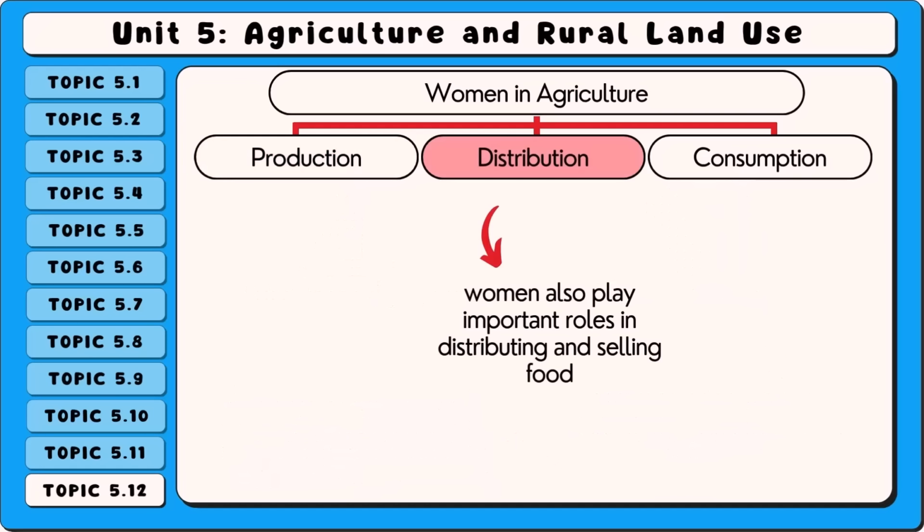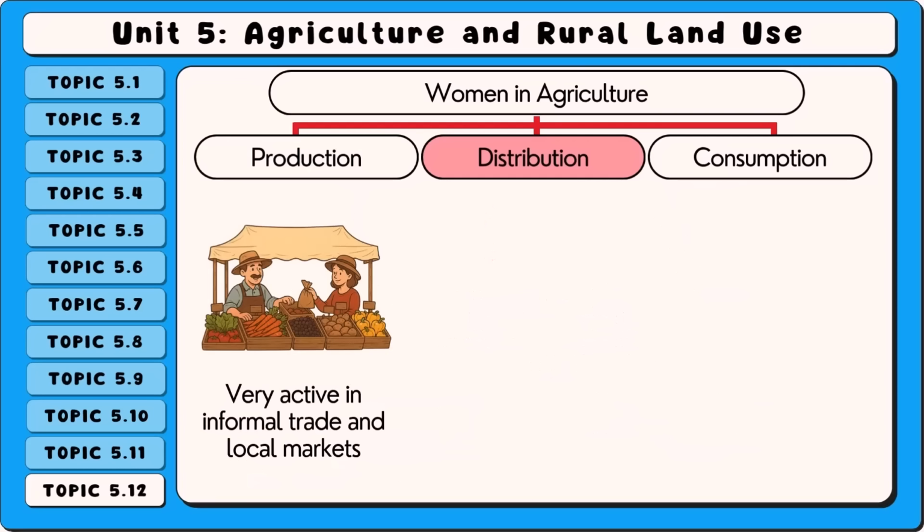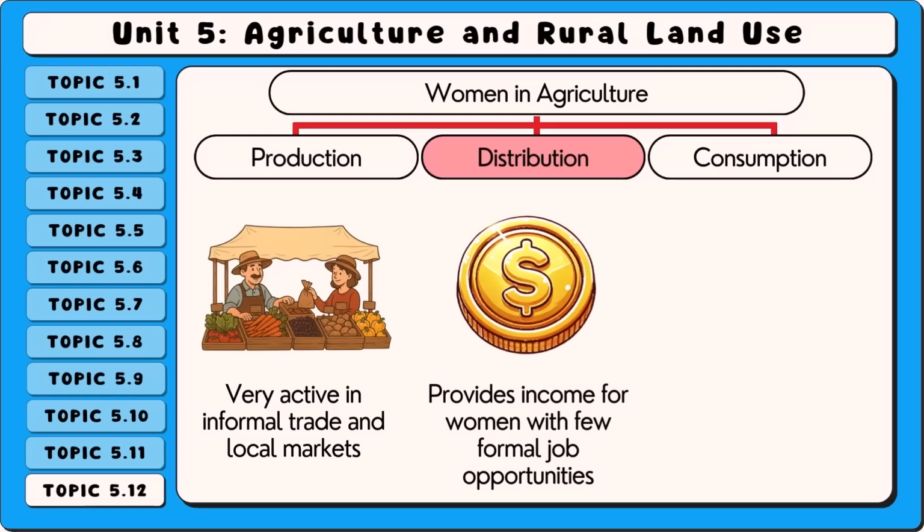Beyond production, women also play important roles in distributing and selling food. Firstly, they are very active in informal trade and local markets. In many cities and villages across Africa, Asia, and Latin America, women sell fresh produce, baked goods, or prepared meals in open-air markets. These markets provide income for women with few formal job opportunities.